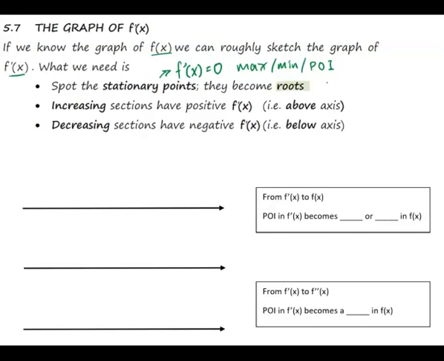These become roots, and what we mean by roots, of course, is that the output is equal to 0, which means you're able to solve for what the x value is at these particular points when the output is equal to 0. Now, sections where your original graph is increasing, so increasing sections in f of x, have a positive first derivative, so above the axis, meaning basically your slope is positive. And vice versa, decreasing f of x sections have negative slope.